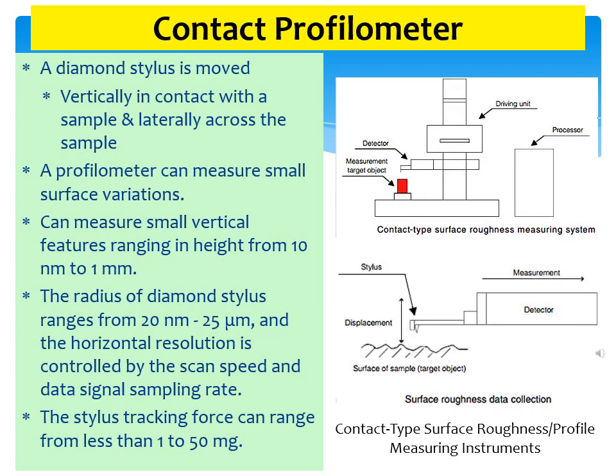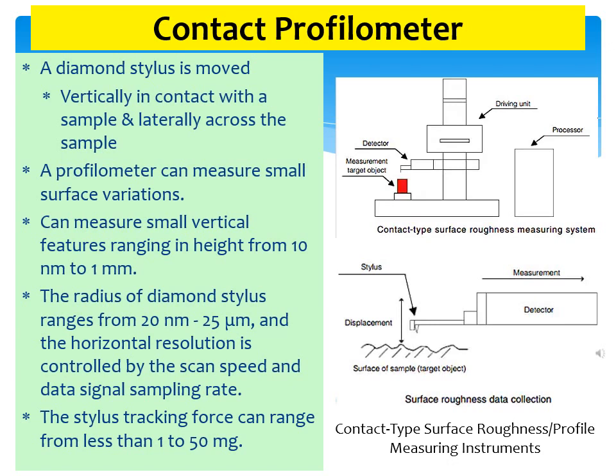A contact profilometer is generally called a stylus-based profilometer. A diamond stylus is moved vertically in contact with the sample and then moved laterally across the sample for a specified distance and specified contact force. A profilometer can measure small surface variations in vertical stylus displacement as a function of position. A typical profilometer can measure small vertical features ranging in height from 10 nanometers to 1 millimeter.